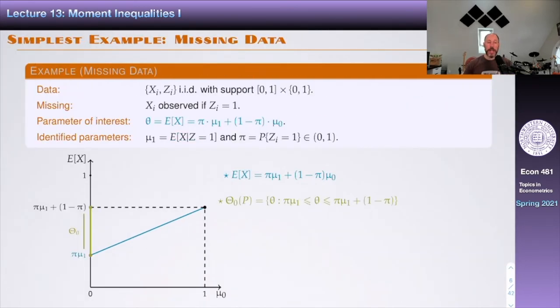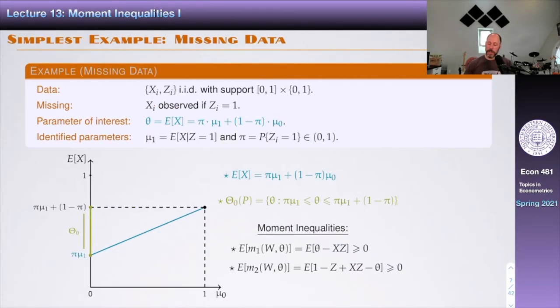The identification region for the parameter that we care about is provided by these two inequalities, which give us this line in this part of the picture. That's what we're going to call capital Theta naught. It's all the thetas such that you're above this and below that. If you saw this example in 48-1 or in some other sequence, this is typically the representation of the identified set with missing data. However, the point here is that you can write this as a set of moment inequalities.